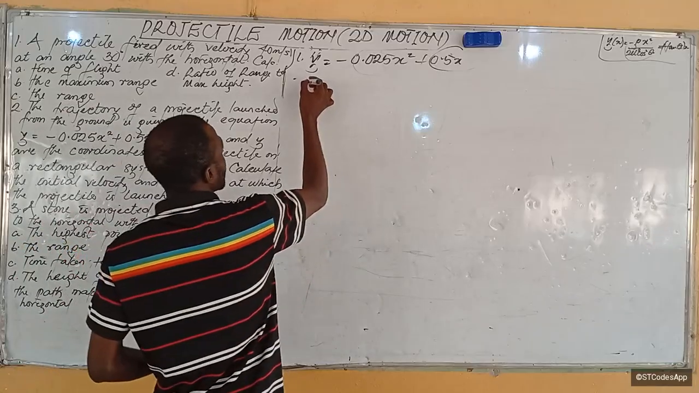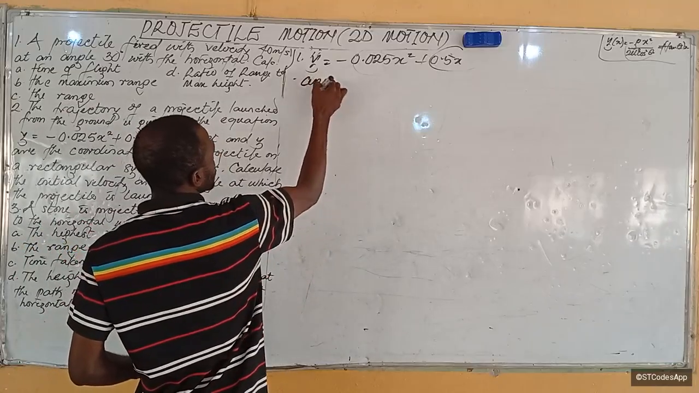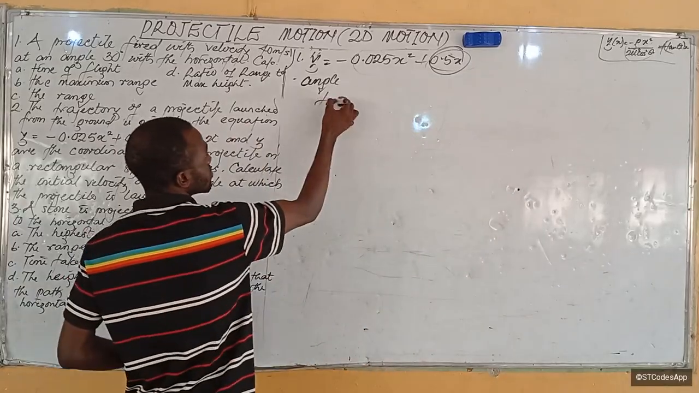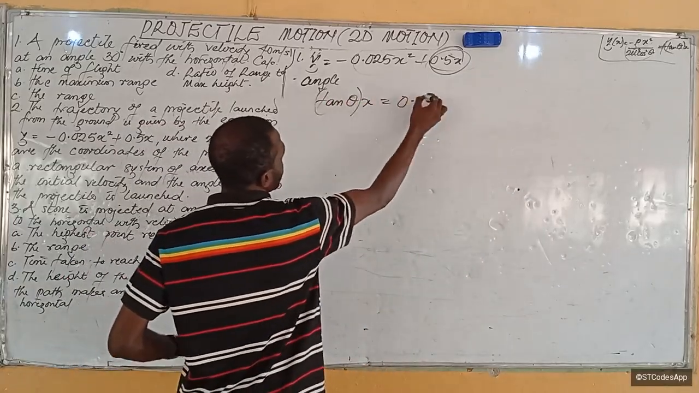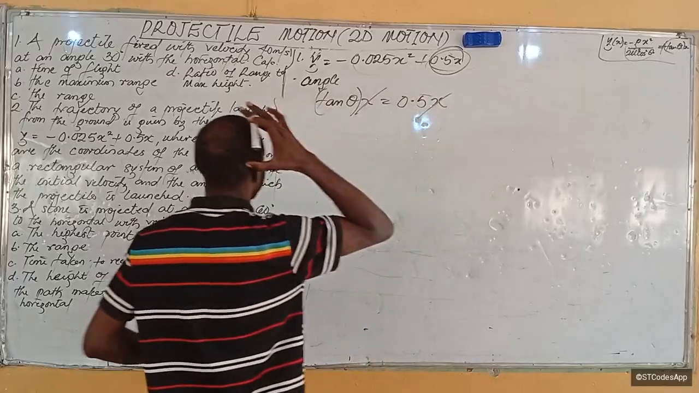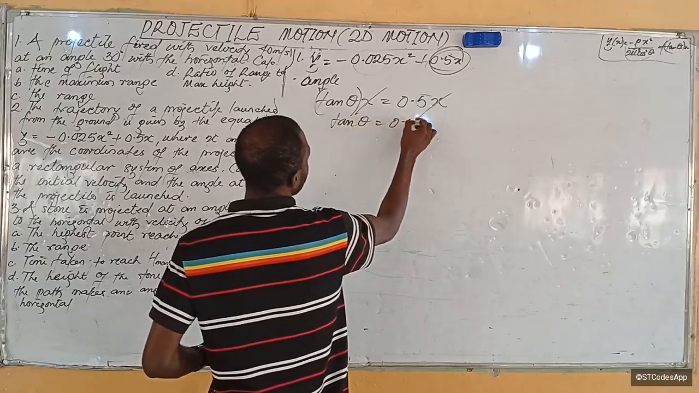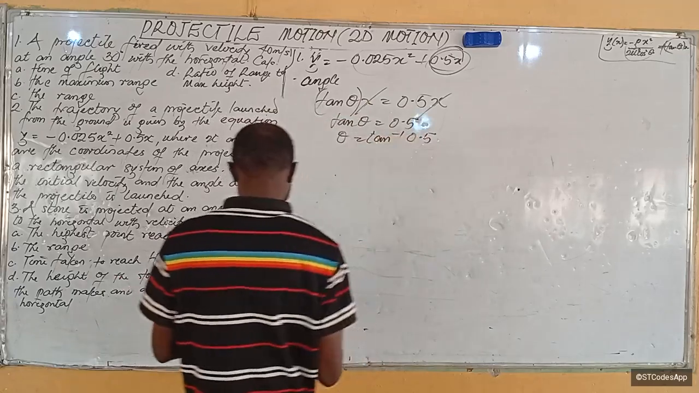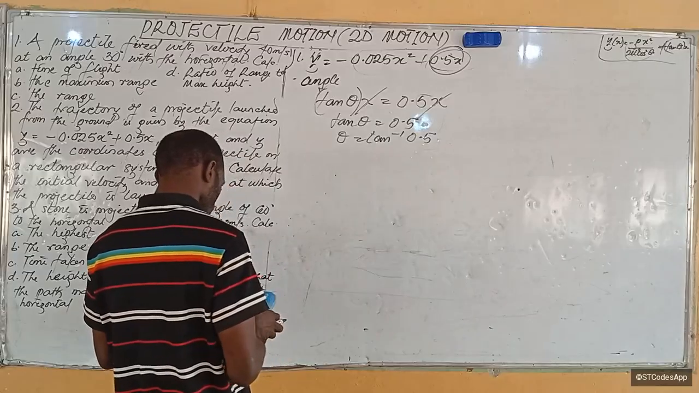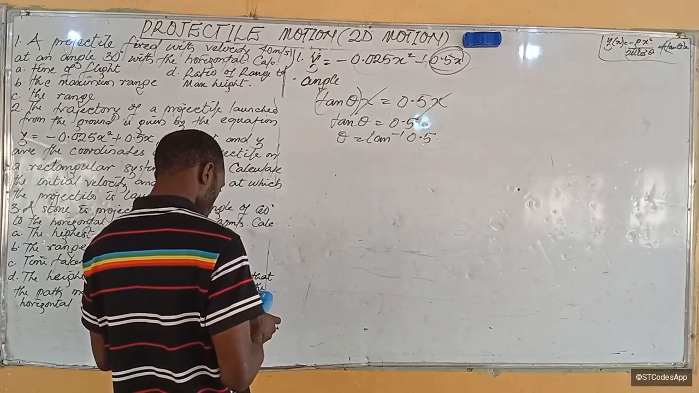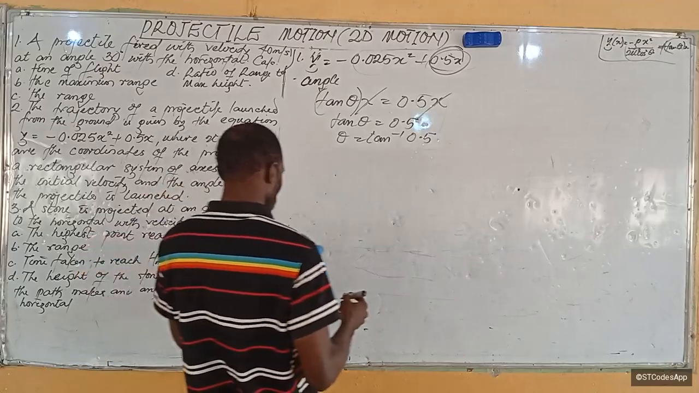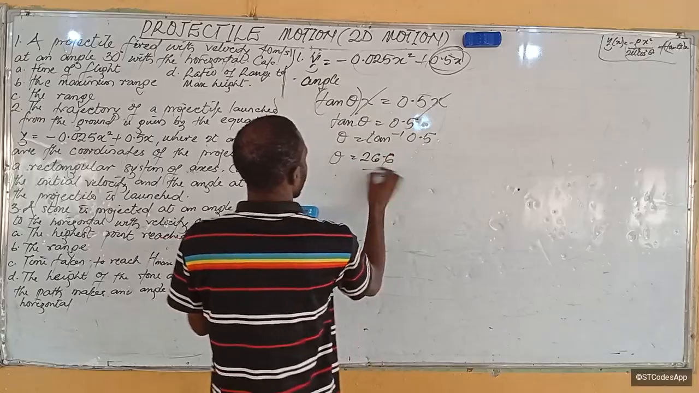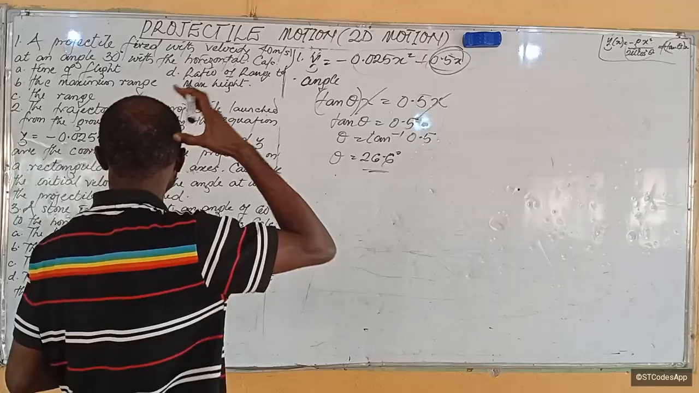The easiest one to calculate is the angle of launch. How do we relate this term with this term, because they look alike? So tan theta x is equal to 0.5x. X takes care of x, so tan theta becomes 0.5. So theta becomes tan inverse of 0.5. What is tan inverse of 0.5? Shift tan 0.5 gives us 26.56. So theta equals 26.6 degrees. So that's the angle of launch.